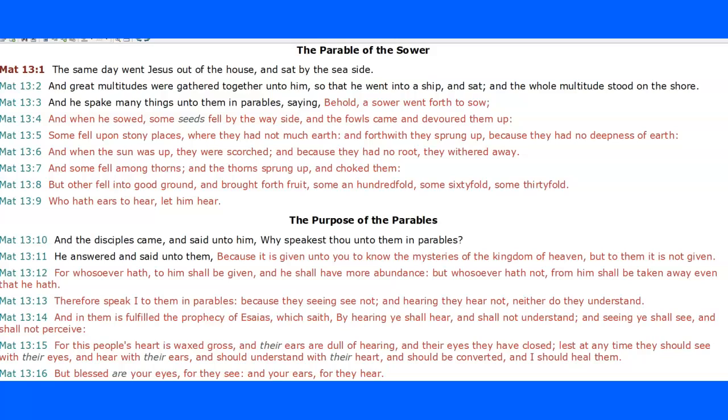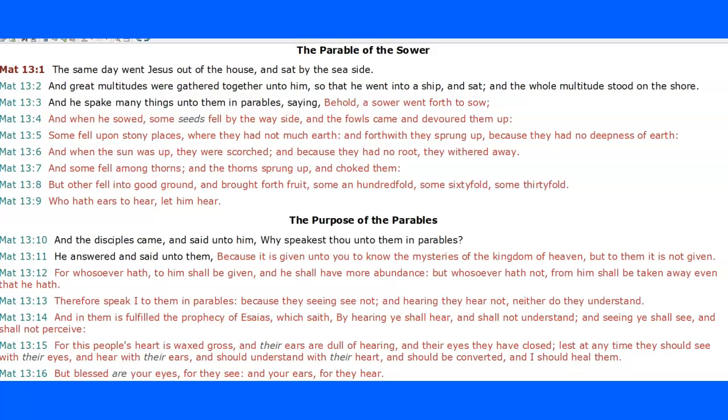Now, moving out of that last book of the Old Testament straight into the first one of the New. It talks about the parable of the sower. This is very important about the barn and the stall and where God's people will be. Matthew 13:1, the same day went Jesus out of the house and sat by the seaside, and great multitudes were gathered together unto him, so that he went into a ship and sat, and the whole multitude stood on the shore. And he spake many things unto them in parables, saying, Behold, a sower went forth to sow.